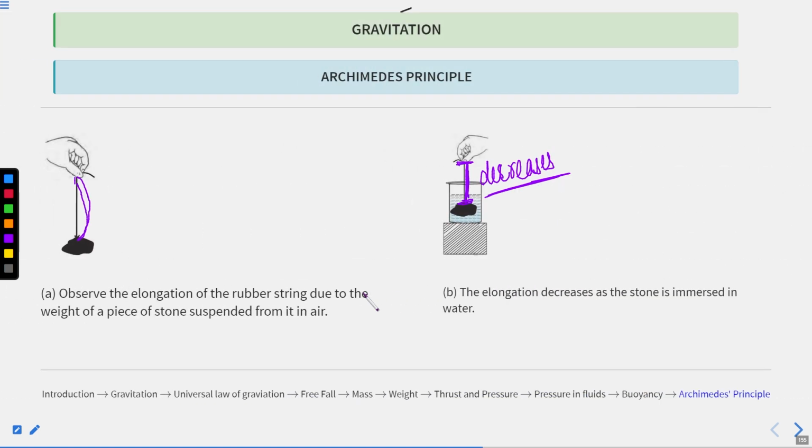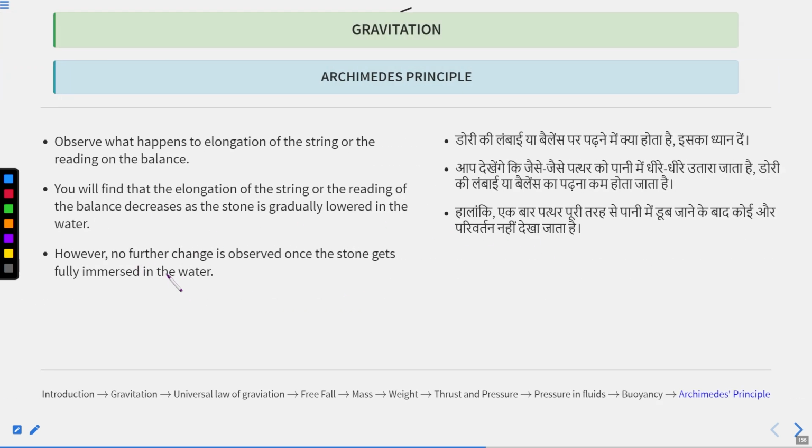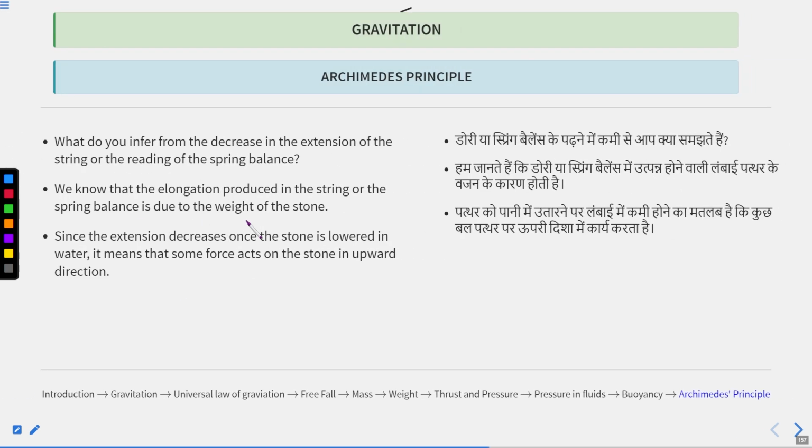When you immerse the stone, you will start seeing a decrease in the length of that rubber string. But when the stone is completely immersed, you will not see any further change. Now, why is this happening? What do you infer from the decrease in the extension of the string or the reading of the spring balance? What will you conclude from this decrease in the extension of the rubber string?